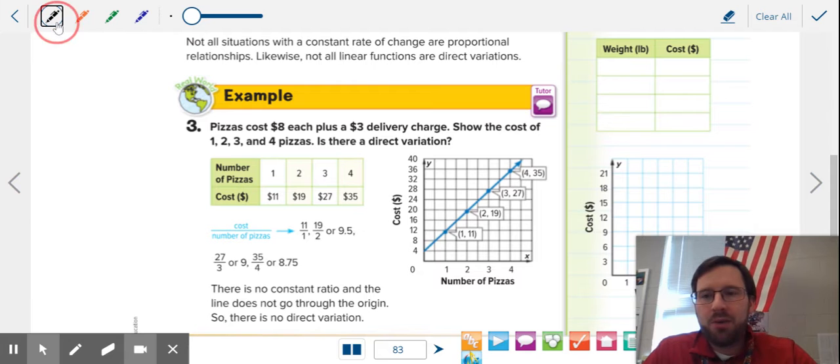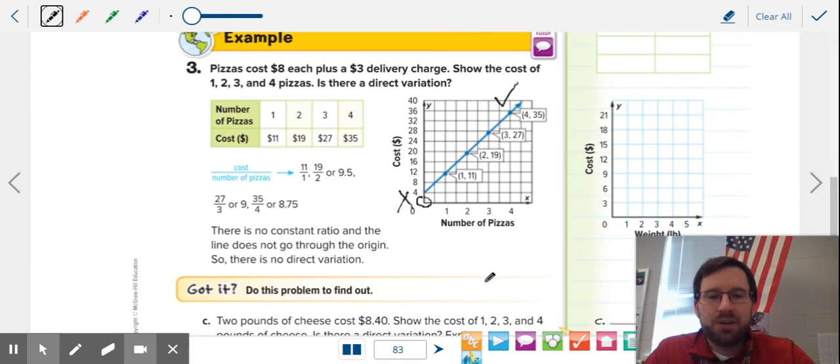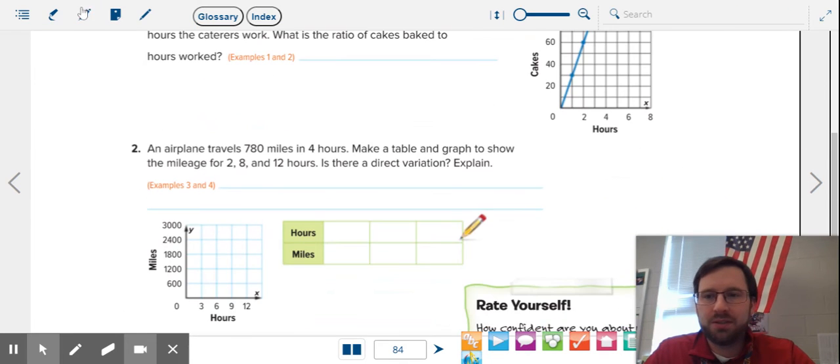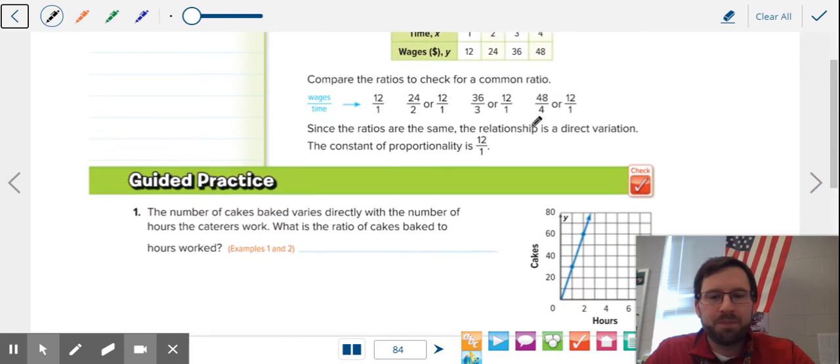Now, how do we know if it's a direct variation or not? It's the same test as if it's a proportion or not. Does it make a straight line? Yes. Does it go through the origin? No. So in this case, this is not a direct variation. If it did go through the origin, it would be direct variation. I don't like this example because it's hard to graph decimals, so we're going to skip over here and do this example.